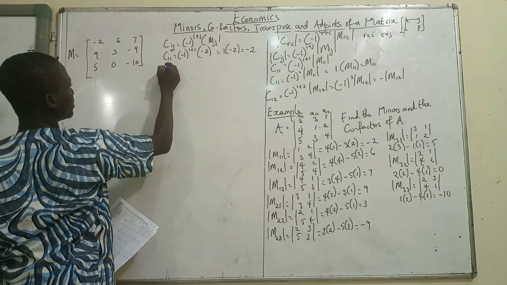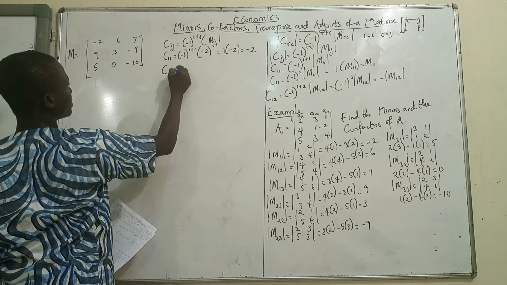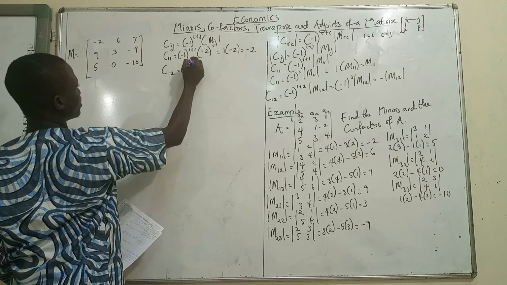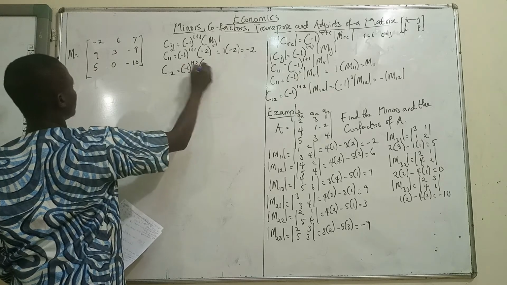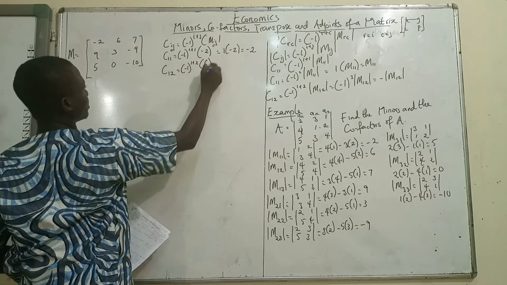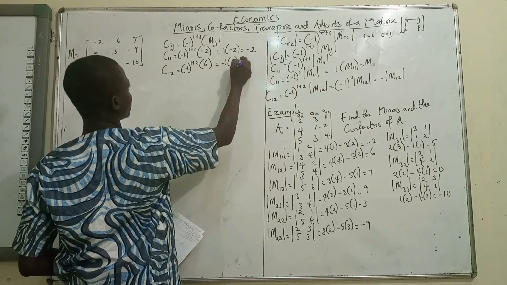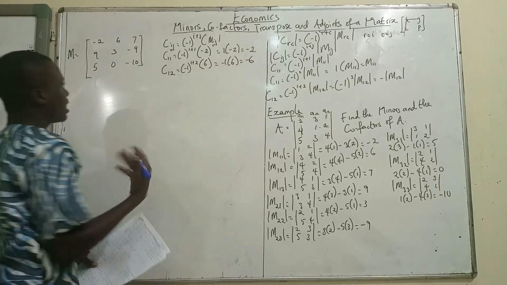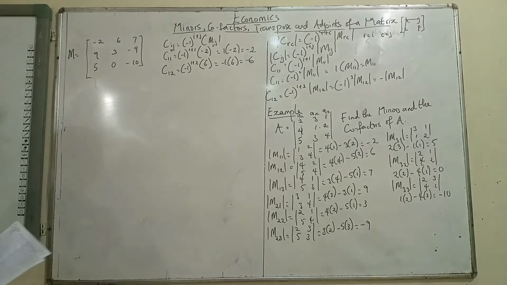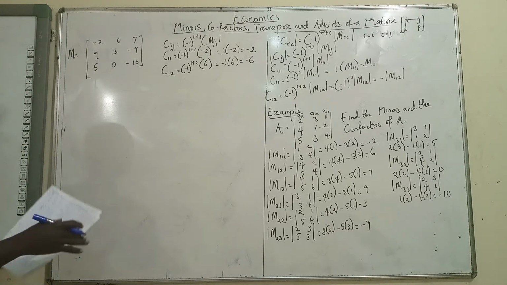So we do this for the next one as well. C12 is going to be minus 1 raised to the power 1 plus 2 into bracket 6. That gives us minus 1 into bracket 6, which is minus 6. Now, instead of continuing this way, there's a shorter method that we could use, which is just to designate.